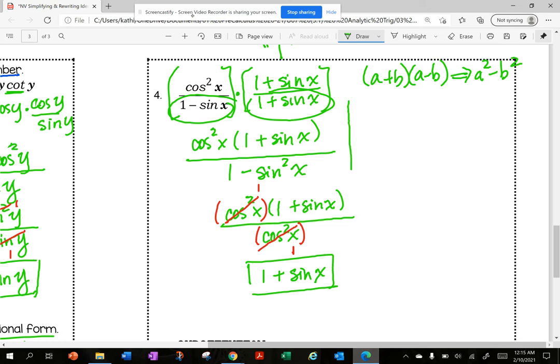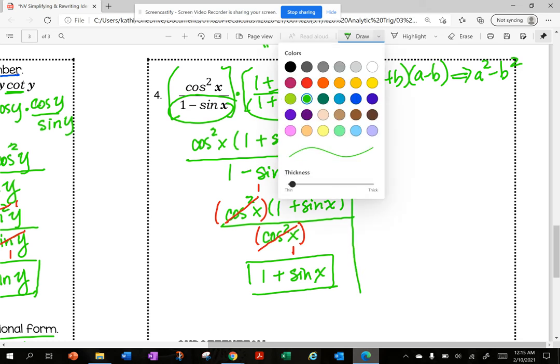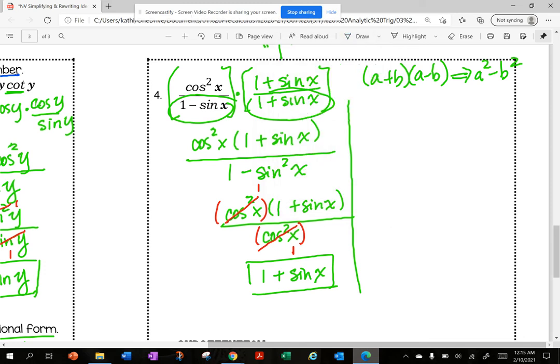An alternate way we could do this, that's all right. I'm going to just show one way.